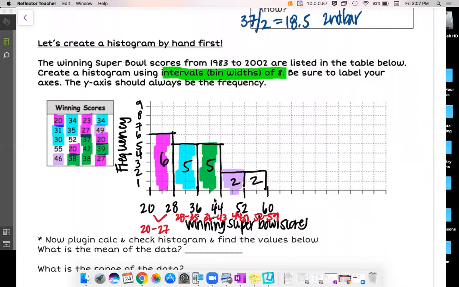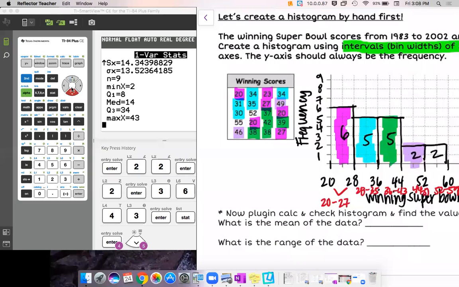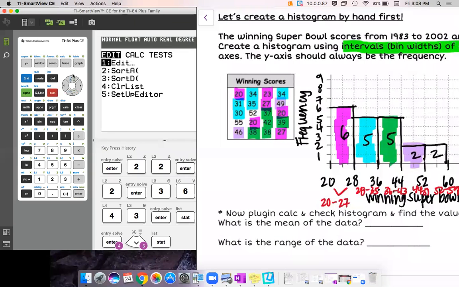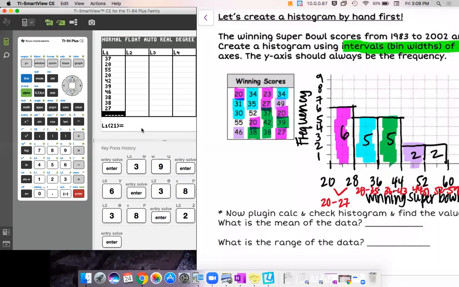Now what we're going to do is plug this into our calculator just to make sure that it matches and that it checks. I'm going to show you how to do this. You go to stat, edit, click enter, clear this out, and I'm going to type all of those scores in. I'm going to type in 20. Okay, I just entered all of those in the calculator. I entered them all in L1 and went through and double checked that these were all right.